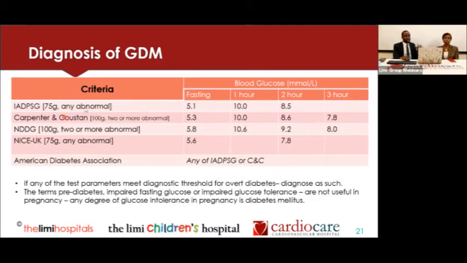Okay, so that's the IADPSG. Of course, we have the traditional Carpenter and Coustan criteria, which is very similar to the NDDG, that's the US.